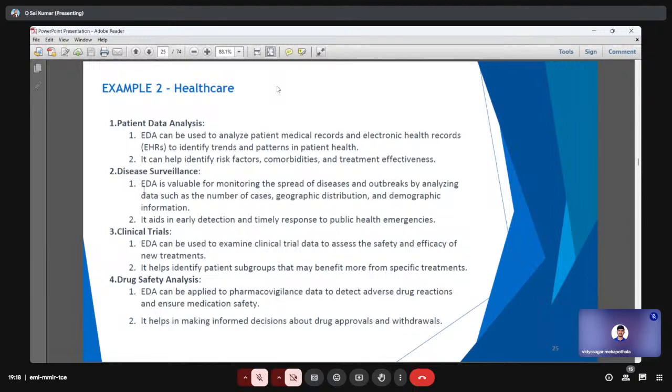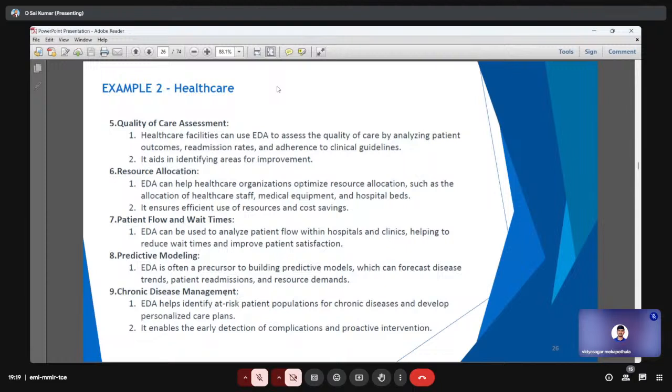In a particular domain, like clinical trials, it can be used to examine clinical trials data to assess the safety and efficacy of new treatments. Even the drug safety analysis, there we use this EDA again. Even for quality of care assessment, healthcare facilities can use this EDA in order to assess the quality of care by analyzing the patient's outcomes, like readmission.